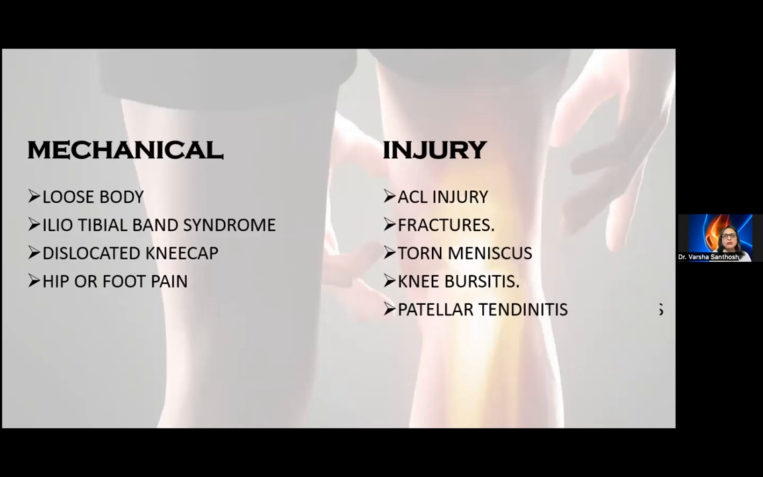Mechanically, what can happen? Maybe some part had broken somewhere and is floating like a loose body over there. There is a tension between the shin bone and the femur, where particularly a ligament or a tendon can create a problem. Or the kneecap has just dislocated from its place and that's creating a problem. Or some referred pain can happen. And then we saw arthritis could be a reason. Let's have that slide as well, please.